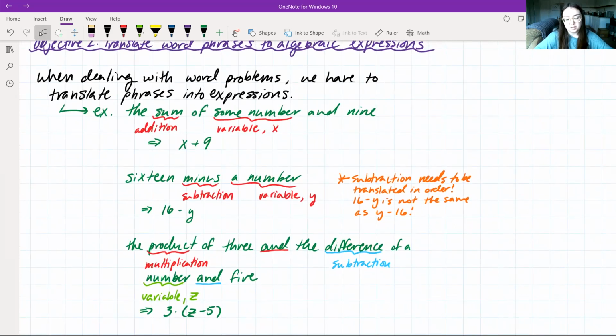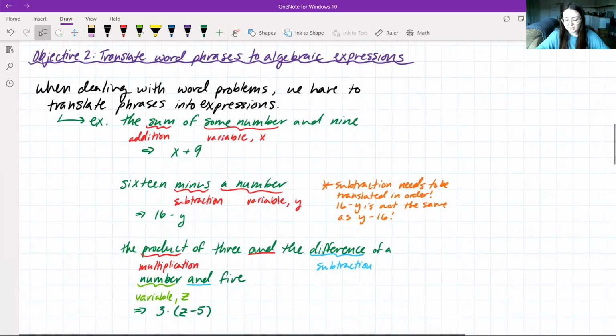All right, so moving forward, when we think of translating these word phrases to algebraic expressions, the main things to remember here are that subtraction needs to be in order, and we also really need to pay attention to other words like and. That's going to tell us what we are using our operation symbols for and how we are separating these symbols out.